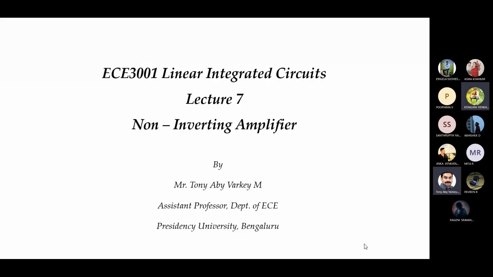Yes, sir. Okay. So yesterday we discussed the inverting amplifier. What was the gain of the inverting amplifier? What is the formula for the gain of the inverting amplifier? Minus RF by R1. Okay. So in the inverting amplifier, you can see that the output was fed back through a resistor RF to the inverting terminal of the op-amp, and the non-inverting terminal was grounded. So today we will be discussing the non-inverting amplifier.